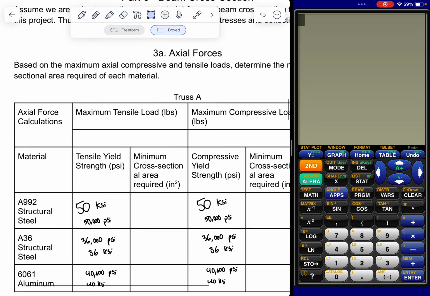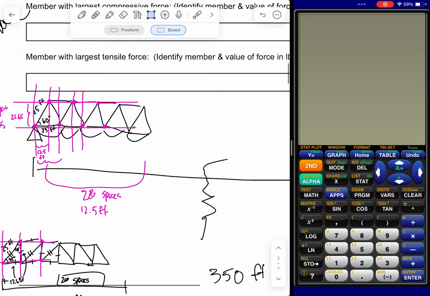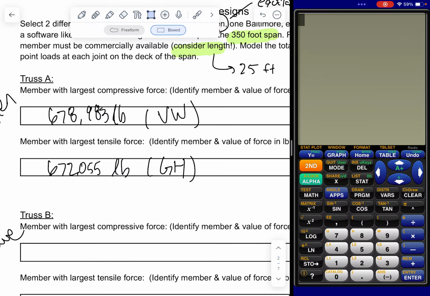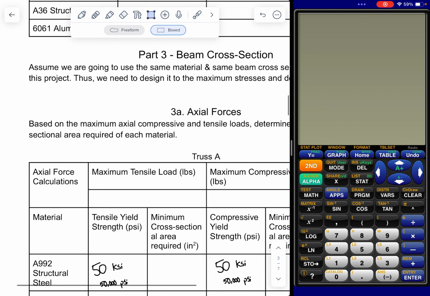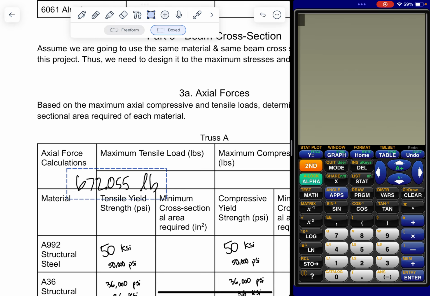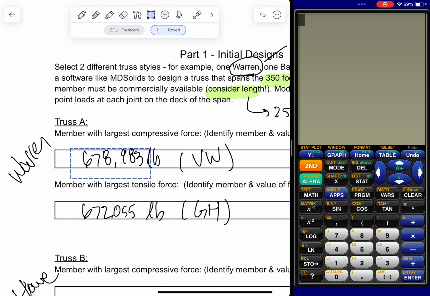So then what we're going to do is go back to my Warren Truss, my Truss A, and look at the research we found in MD Solids and find our maximum tensile and compressive loads. According to what I had before, my maximum tensile load was 672,000 pounds. So I'm going to copy that down. Let's make that a little bit smaller. There we go. And the maximum compressive load was very similar, so our numbers aren't going to be too crazy different here.